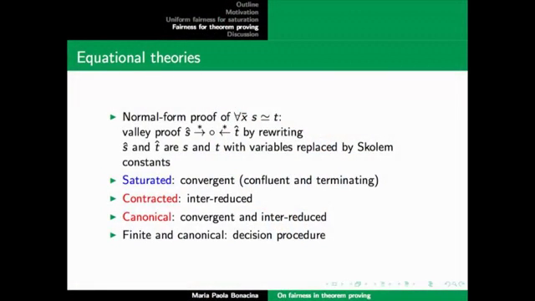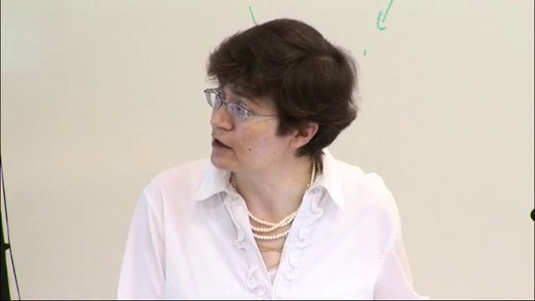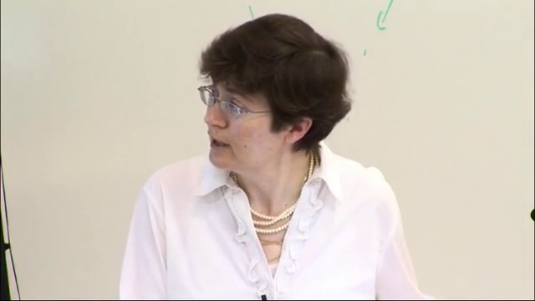Now, all this applies to equational theories in the standard way that people may know from term rewriting. A normal form proof of a theorem for all x's s equals t is a valid proof connecting the Skolemized forms of s and t. S with the hat is s, where all the variables are replaced by Skolem constants, and the same for t. Now, in this context, saturated means convergent, the traditional notion of rewriting systems that are confluent and terminating. Confluent means uniqueness of the normal form. Contracted will mean interreduced, so all the equations in the presentation are reduced by rewriting one with respect to the other. And canonical will be convergent and interreduced. And a canonical system, if it is finite, gives a decision procedure, but we all know that this is a rare event because, unfortunately, finite canonical presentations are difficult to find. However, they do exist for some fortunate theory.